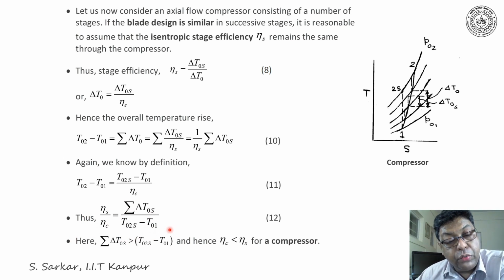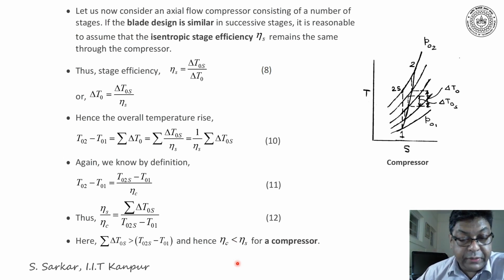T02S minus T01. Now look, the constant pressure lines in the TS diagram are diverging. Thus, I can definitely say sigma del T0S, that is sum of all isentropic temperature rises through these stages, must be greater than T02S minus T01 for the compressor, and hence eta C is less than eta S for the compressor.